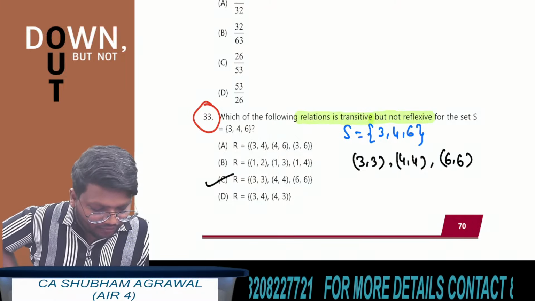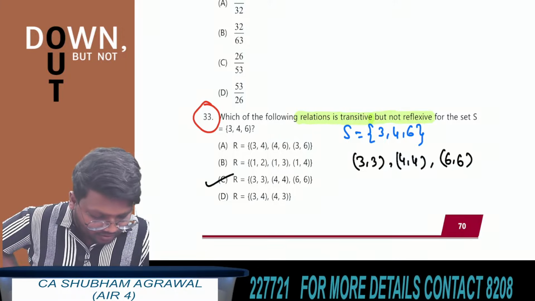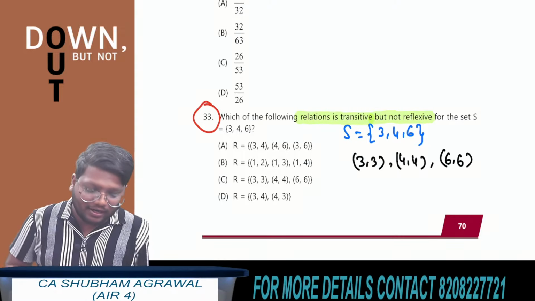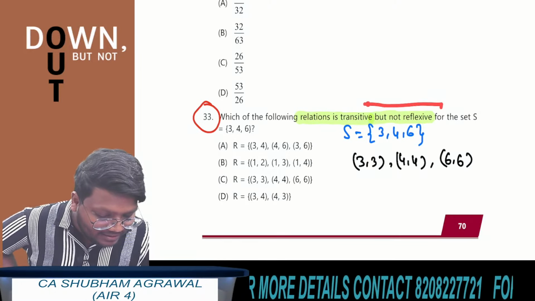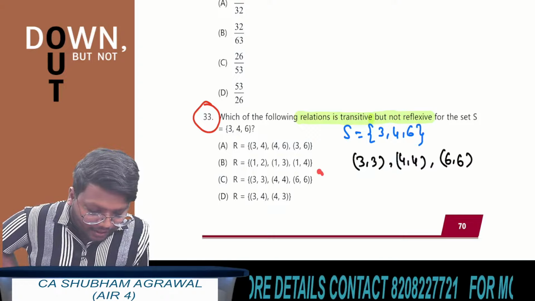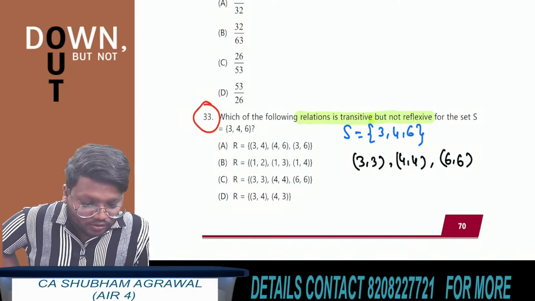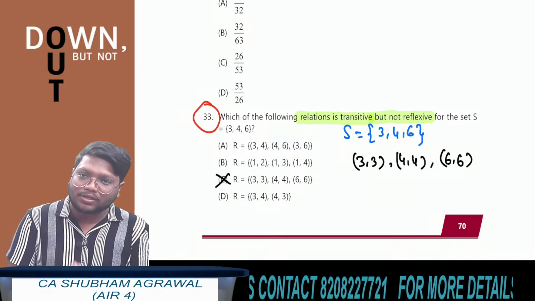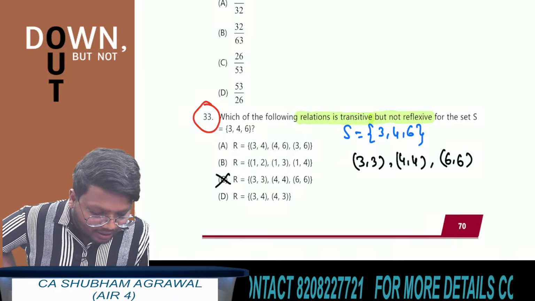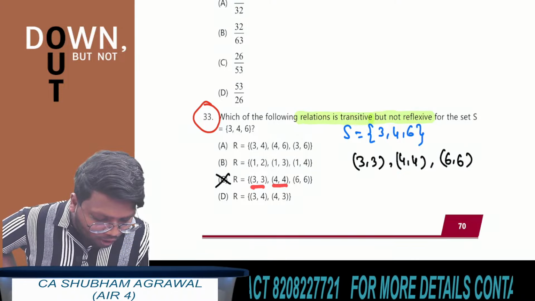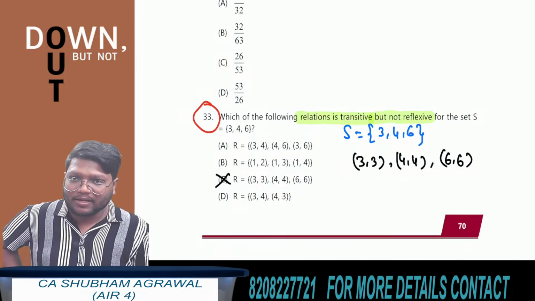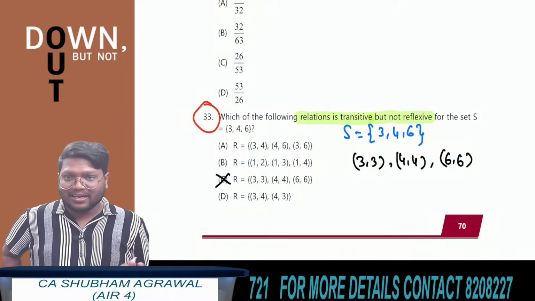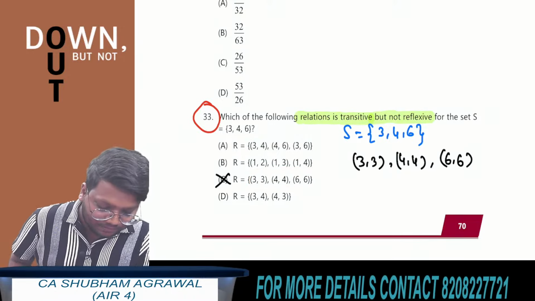what they have asked, which of the following relations is transitive but not reflexive? Sorry, option C is not correct. But here option C is what? Reflexive. You can eliminate option C. Why? Because in option C you can see that 3, 3, 4, 4 and 6, 6 are there. These 3 ordered pairs are there, so definitely this relation is reflexive. So option C is incorrect. You can directly eliminate option C.